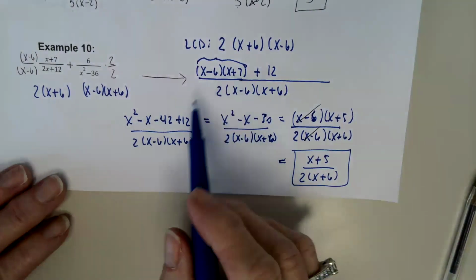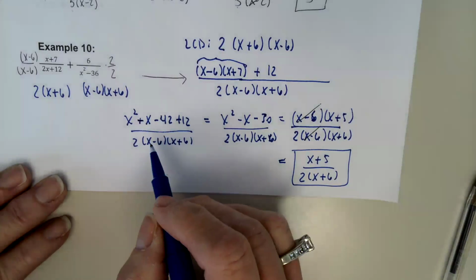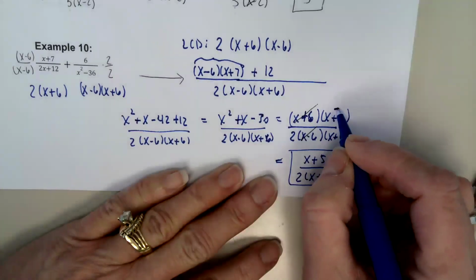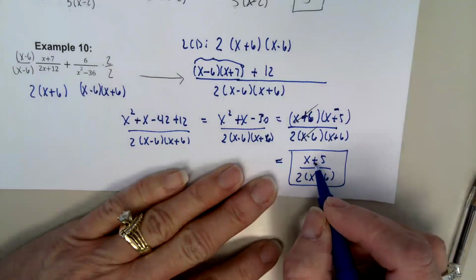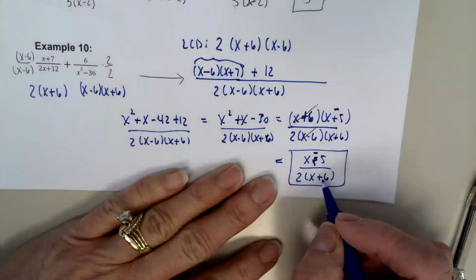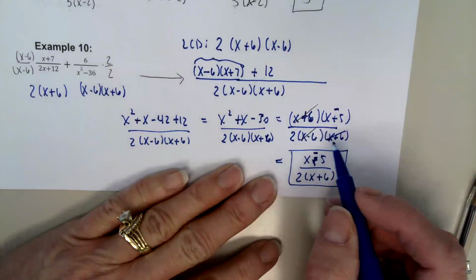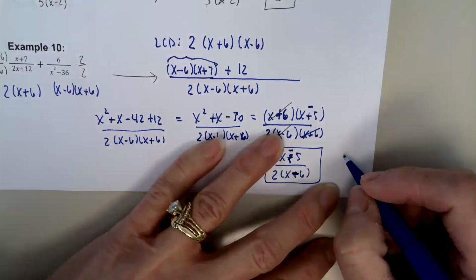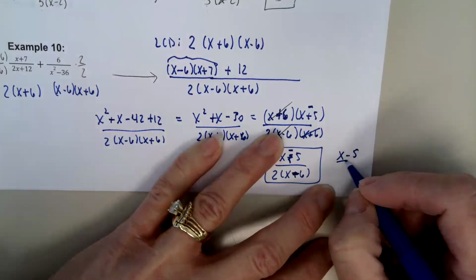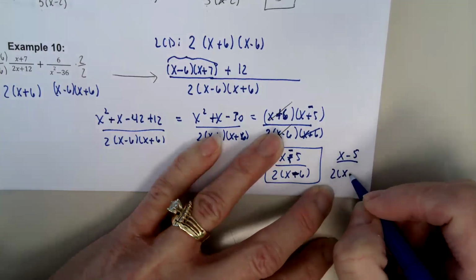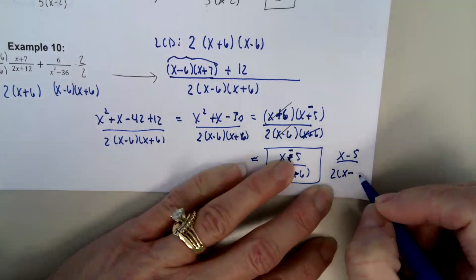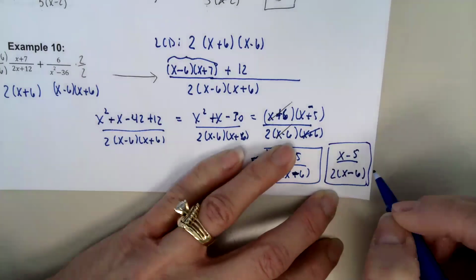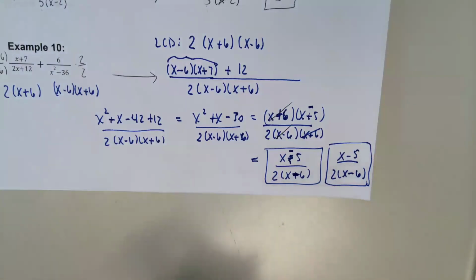When I multiplied these, this should have been a plus x. So this should have been plus 6 minus 5. So that should be minus 5, and then the x plus 6 would cancel, and this should be minus 6. So let's rewrite this. Should be x minus 5 over 2 times x minus 6. My corrections. I'm glad I looked that over. Sorry about that.